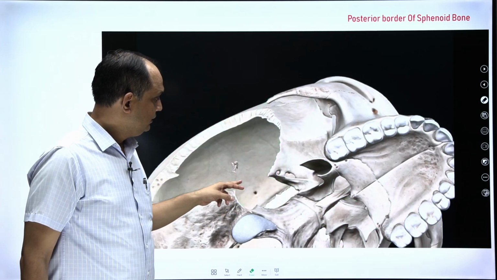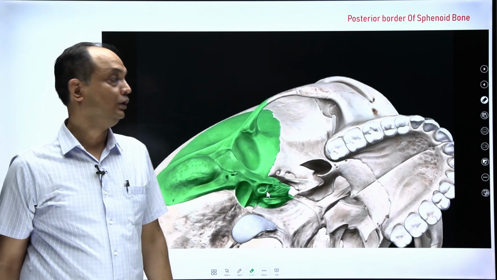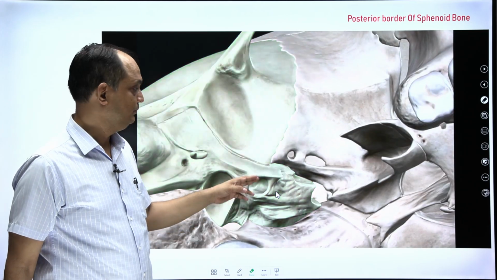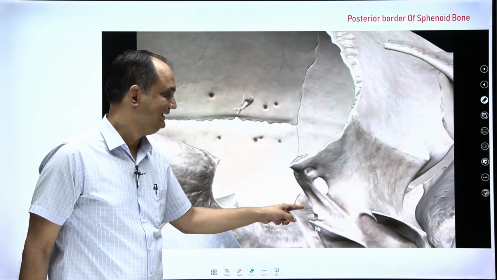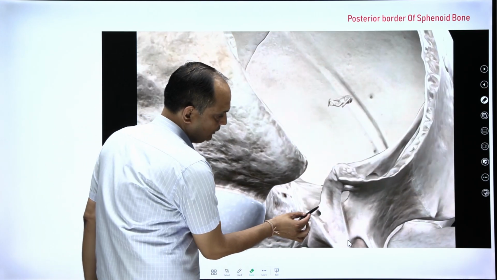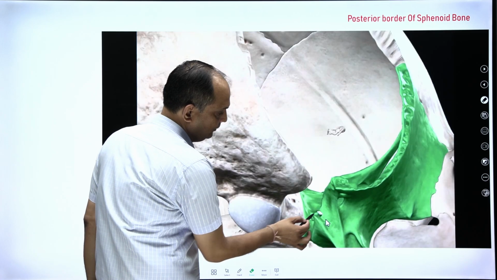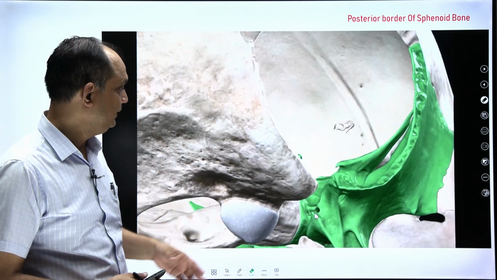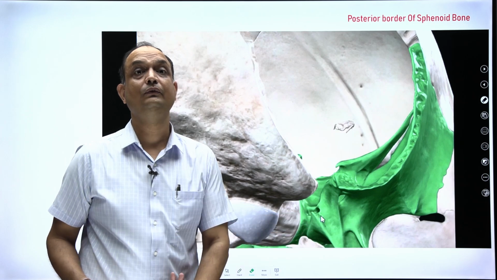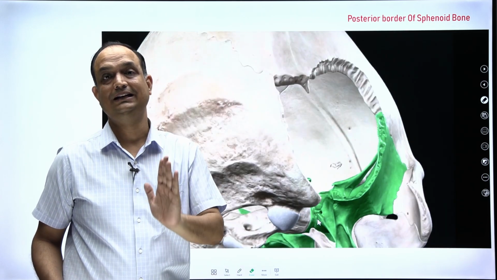Now, if you remove the temporal bone, you can very well appreciate this anterior wall of the foramen lacerum where you can see this small opening. This is the opening for the pterygoid canal. So the opening of the pterygoid canal is not visible in the norma basalis.